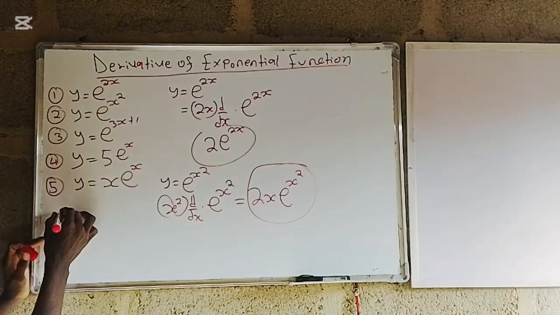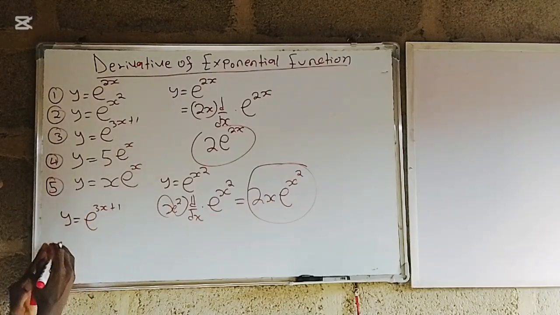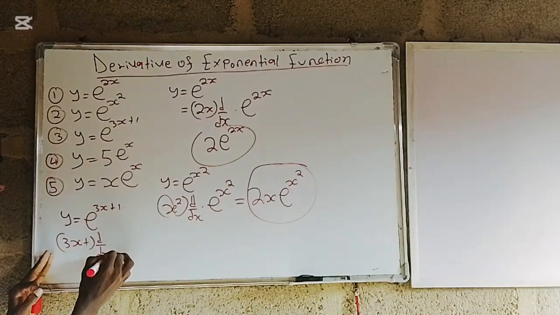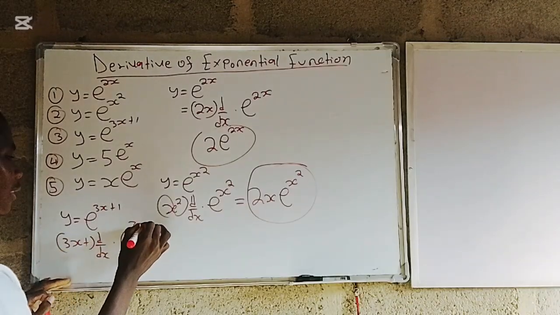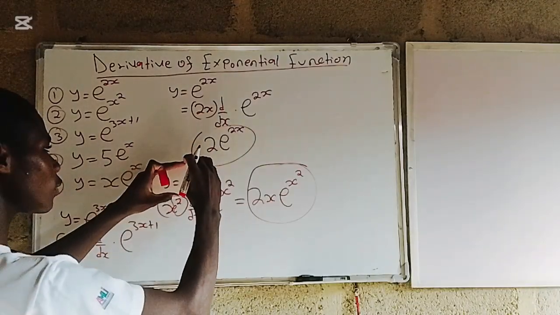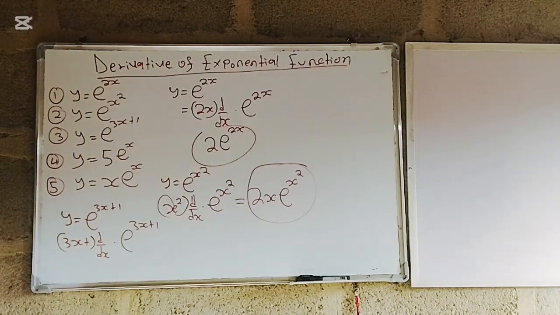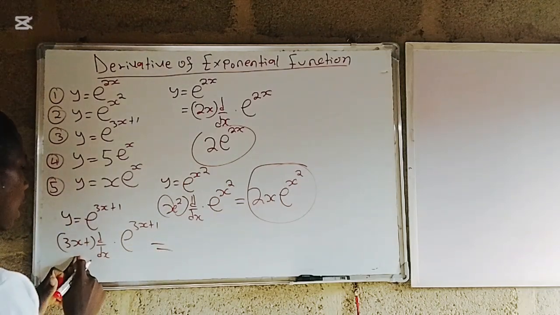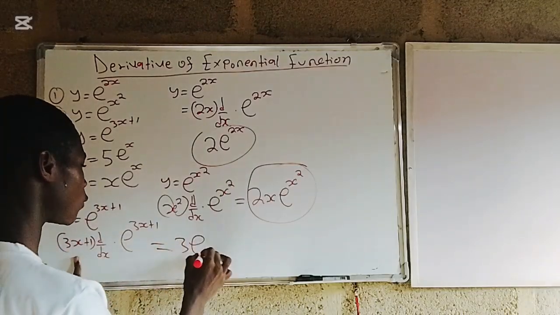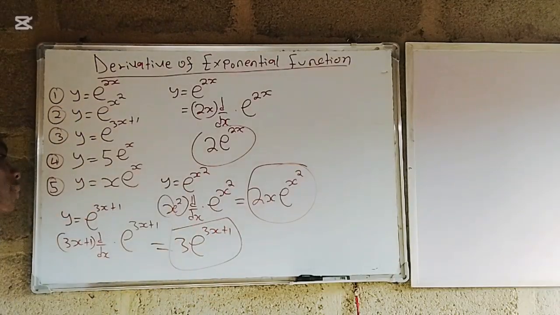Question 3 says y equals e to the 3x plus 1. Keep it down and differentiate it: d dx of 3x plus 1, multiplied by again e to the 3x plus 1. Understand, this e to the 3x plus 1, and this e to the x squared, and this e to the 2x will never change. It will stay as it is. So differentiate this, I'll get 3. Differentiate 1, it is 0, so I've only put 3e to the 3x plus 1.